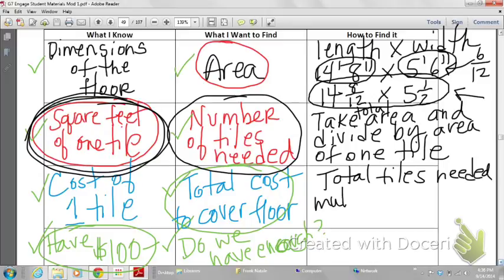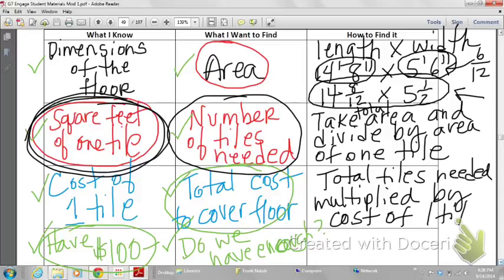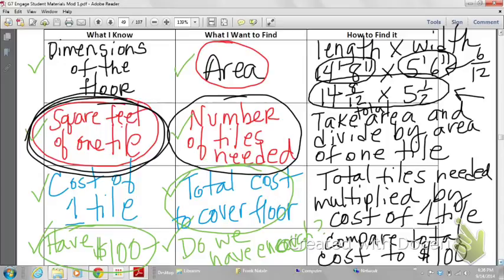and multiply by cost of one tile, which we know to be $5. Okay. And now all we have to do here is, at the end, do we have enough to answer that question? We're just going to compare total cost to $100. Then we'll know yes or no if we have enough.